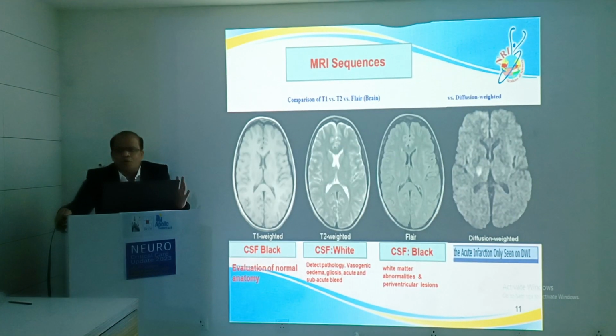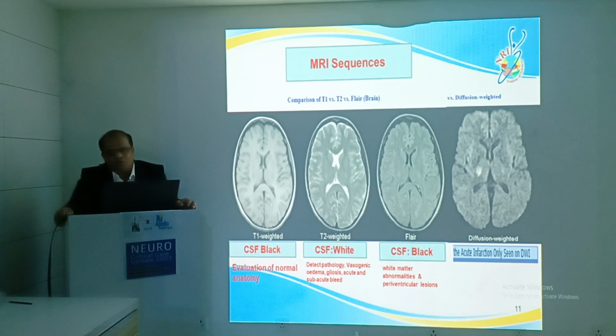What are the most common MRI sequences usually followed? There are four sequences. One is T1. T1 is for evaluation of normal anatomy, and here the CSF will be black. The T2 image is used for the detection of pathology as well as edema; vasogenic edema and acute bleeds can be diagnosed here. Here CSF will be white.